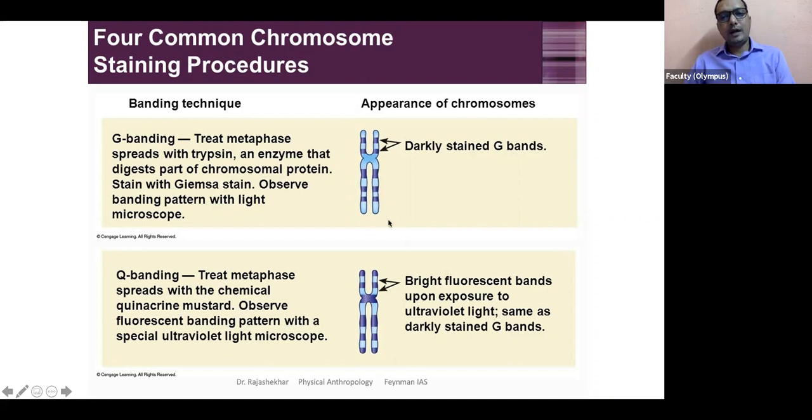Once they add the stain, they can observe this under a microscope to see the pattern. Then you can compare the chromosomes using this Giemsa banding. Giemsa is the most common form of banding that is used.